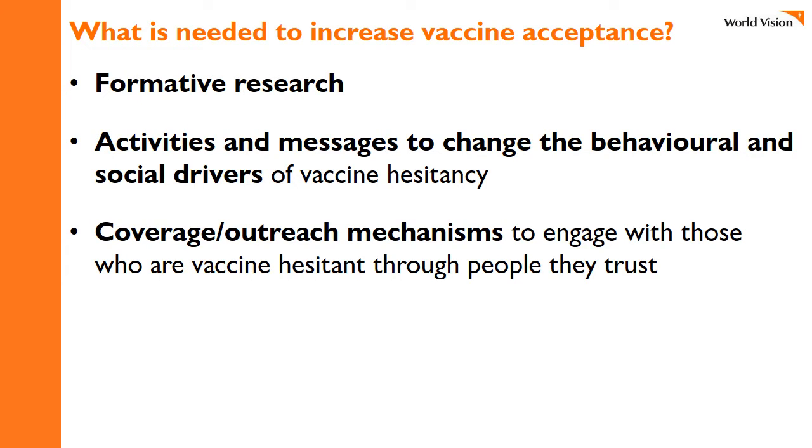Second, we need to develop and use both activities and messages to change those behavioral and social drivers of hesitancy. And third, we need coverage and outreach mechanisms to engage with those who are vaccine hesitant through people that they trust. I'll mainly be talking about the first two things, but we'll touch on the third as well.